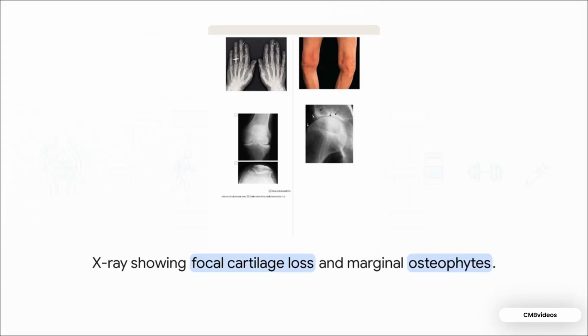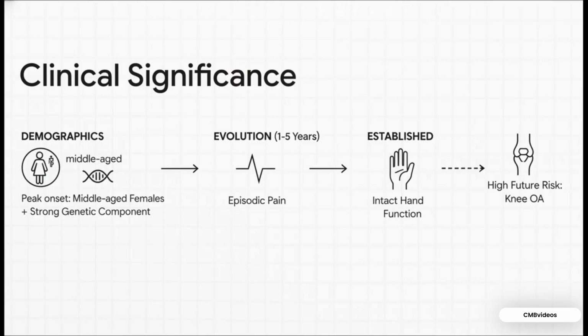Because of the asymmetric cartilage loss and robust bone spur formation, the joints literally enlarge and shift. This creates a characteristic gull wing appearance on an X-ray, as the joint shape fundamentally alters and the fingers begin to deviate laterally. So why does this specific variant matter? Well, it peaks in middle-aged females and has a massive genetic link. Daughters of affected mothers have a 1 in 3 chance of developing it.